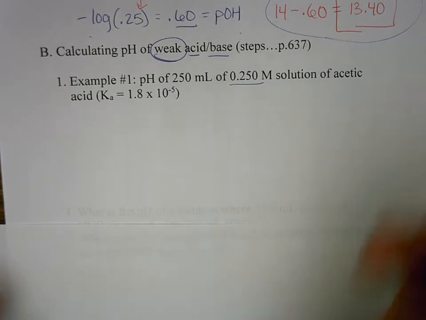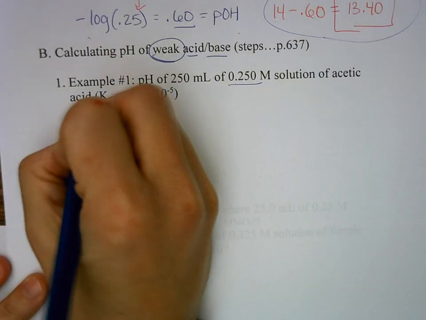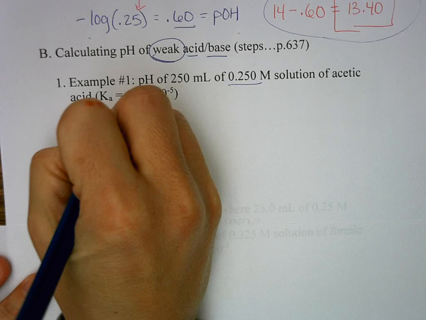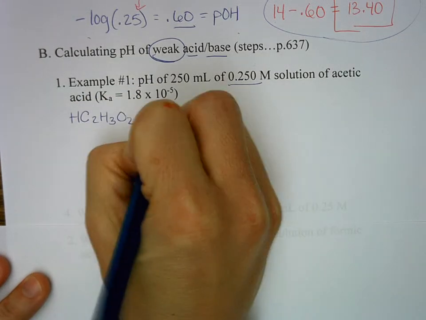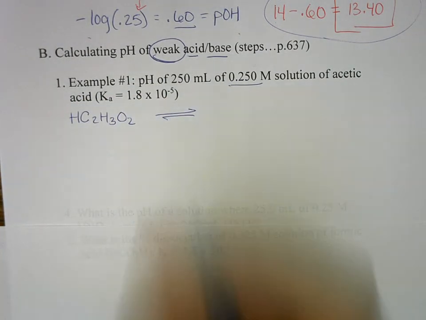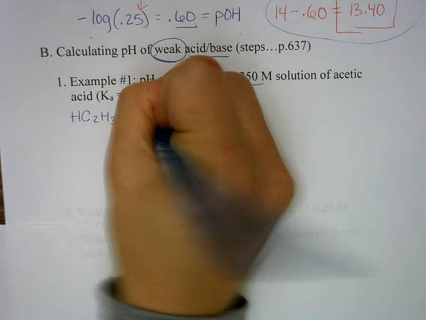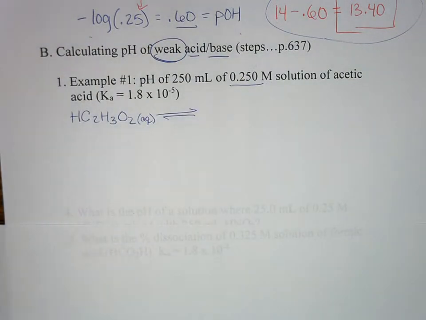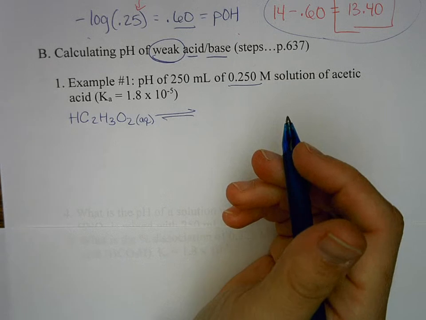So acetic acid is HC2H3O2. Okay, when we set this up, it is in water, and if you wrote the water over on the reactant side, it would be correct, just like we talked about with the homework. But really all that matters is the dissociation of this.